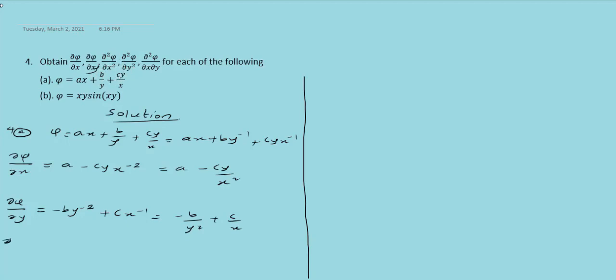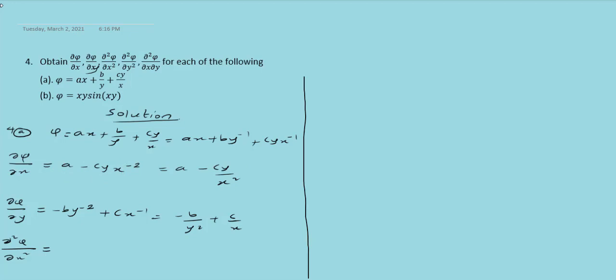This is the square phi over the s square. So that means this is the phi ds. I will differentiate this the second time with respect to x. If you differentiate this, a is a constant, it will give me 0.